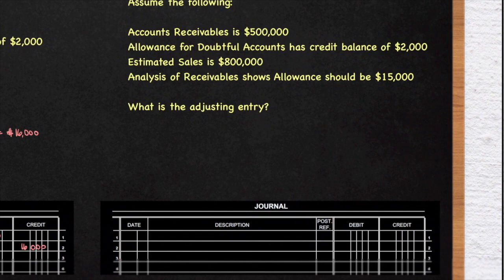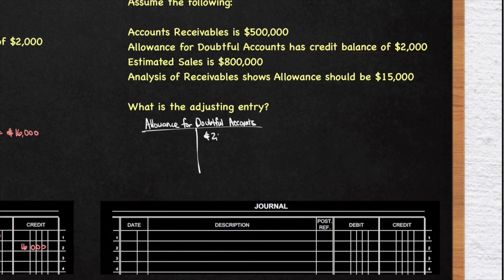So here we go. Like the previous example, we're going to make an allowance for doubtful accounts T account because it helps you to see what's going on. So again, please take the time to make a T account for the allowance for doubtful accounts. So there's our T account right there. We had an existing balance of $2,000. That existing balance is a credit, so it goes on the right side. I'm going to flip the T account, and remember right here, this is where your adjusting entry will be.